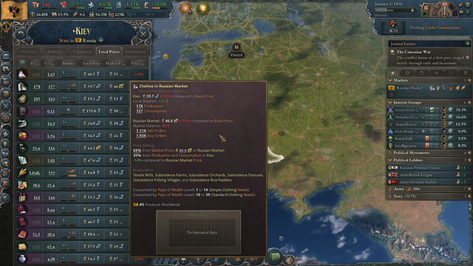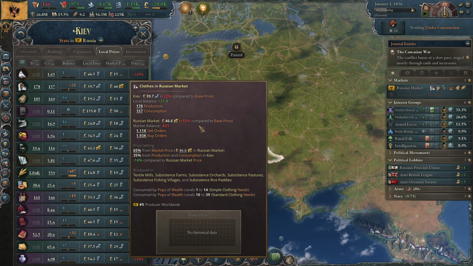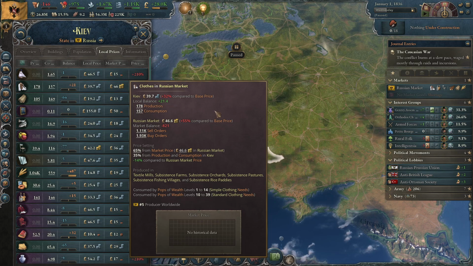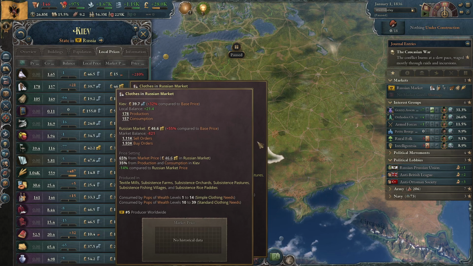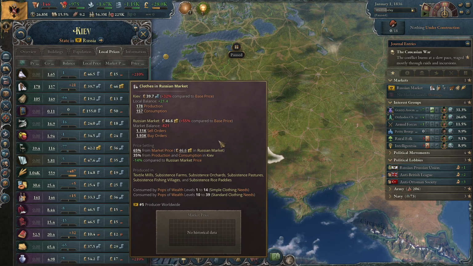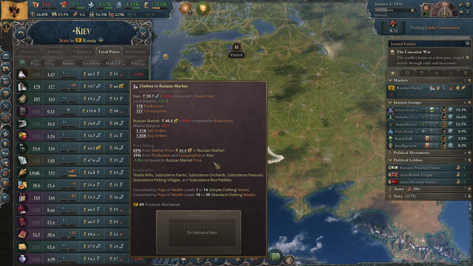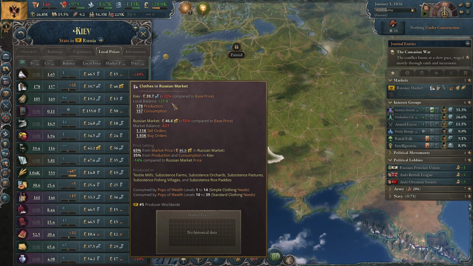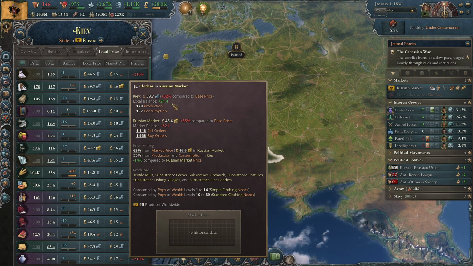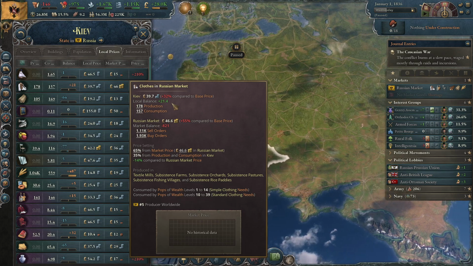So first off, before I deviate, because I almost did there, as we can see here in Kiev, 65% of the price of clothes in this state is decided by the market price. Right now it's at 46.6 ducats. And then 35% is decided by the production and consumption of those goods. Since Kiev is making more clothes than it consumes right now, it's pricing at plus 32% for clothes rather than plus 55%.